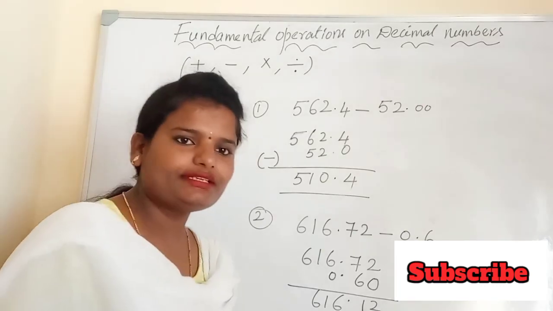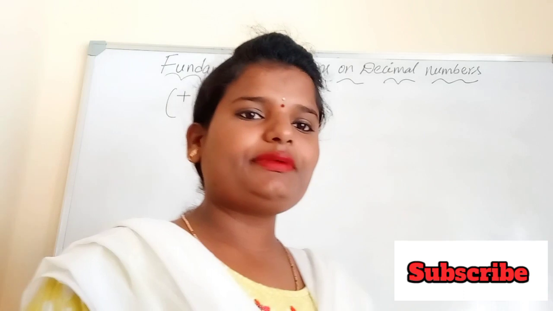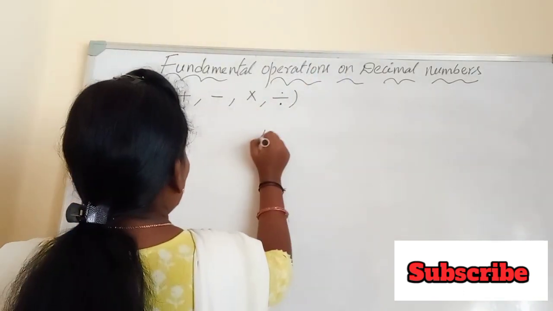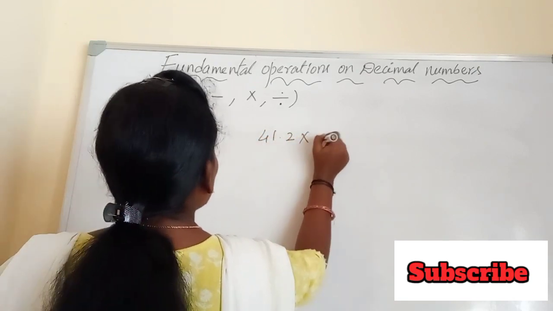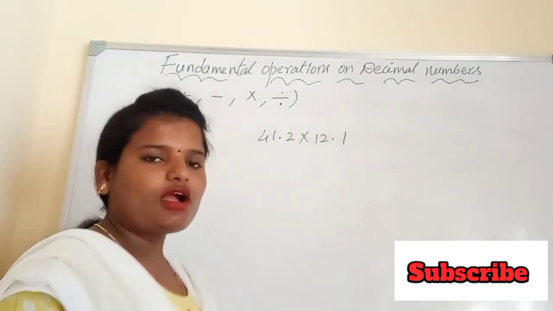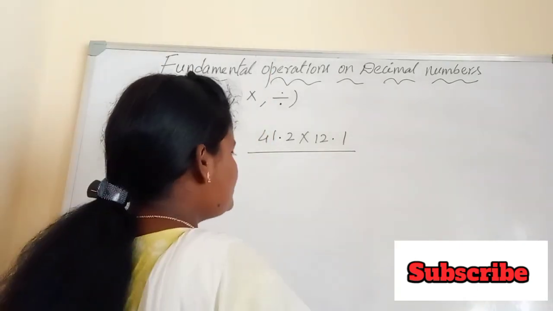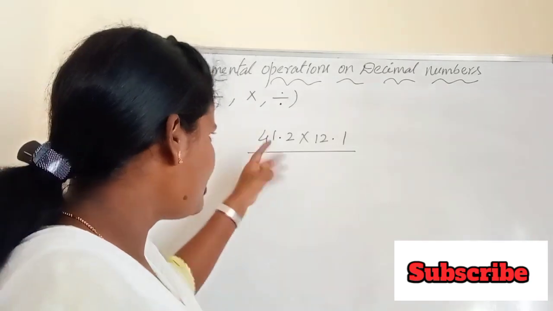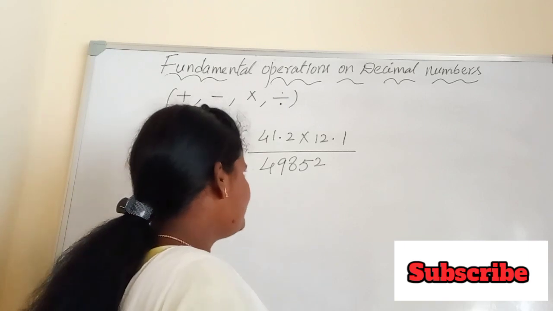How much will we get? Now how to do multiplication, we will see. Addition and subtraction are the same only. 41.2 into 12.1. How to multiply these two numbers, we will see. Okay, just normally we have to multiply. Just we have to remove the points, 412 into 121.